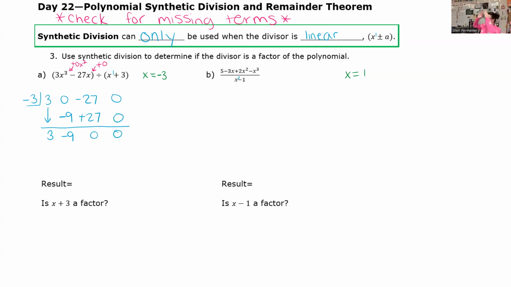So our first step, we drop it like it's hot. We multiply, add, multiply, add, multiply, add. So you can copy it down to here. Again, we drop it like it's hot, then we multiply, add, multiply, add, multiply, add.